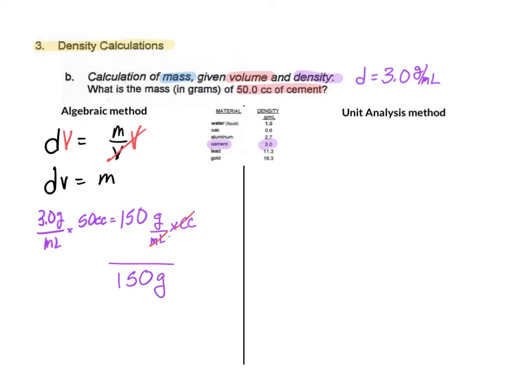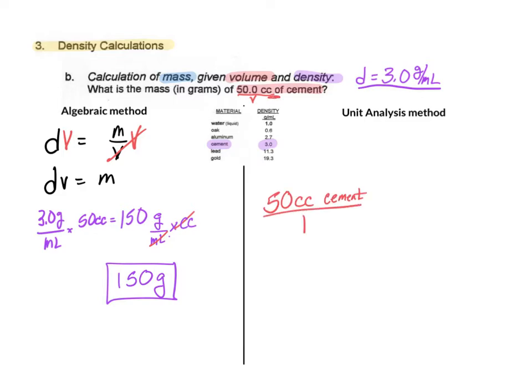Now let's try the unit analysis method. In this case, we have the same information. We know that we have 50 cc's as our volume of cement, and we know that our density is 3 grams per milliliter. So now let's see where we start. We have two places to start. We could either start with the 50 cc's, the volume, or we could start with the density, which is 3 grams per milliliter. Now notice that the density has grams on top, milliliters on the bottom. We prefer not to start with that as our equation. It's generally preferable to start with one that is not a ratio. So in this case, I would start with the 50 cc's of cement.